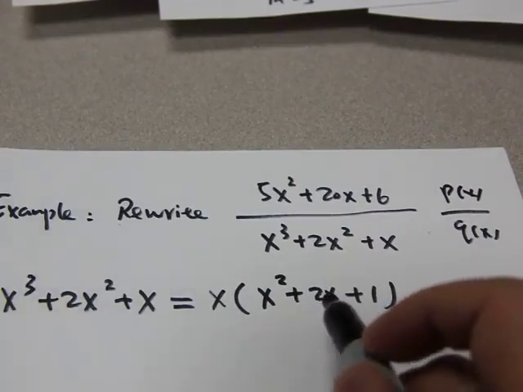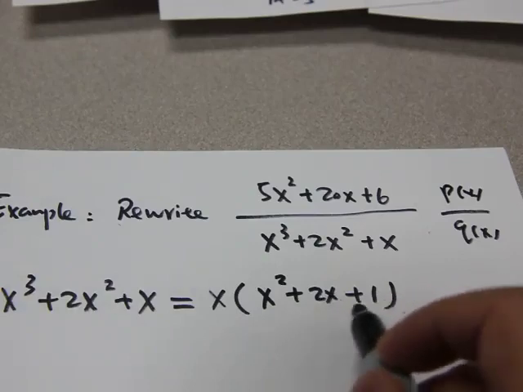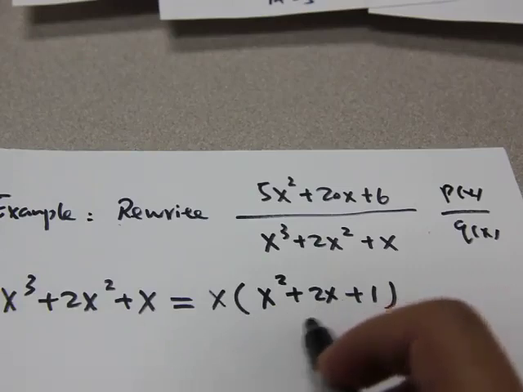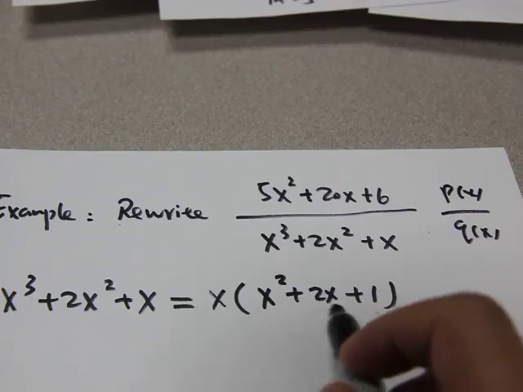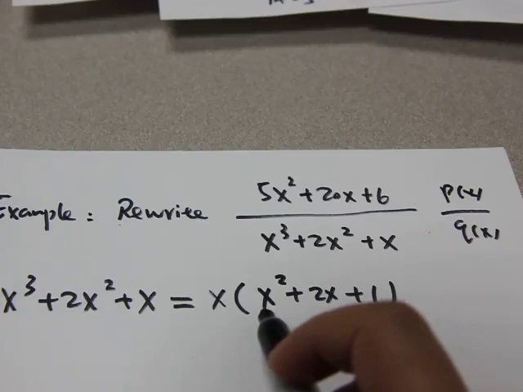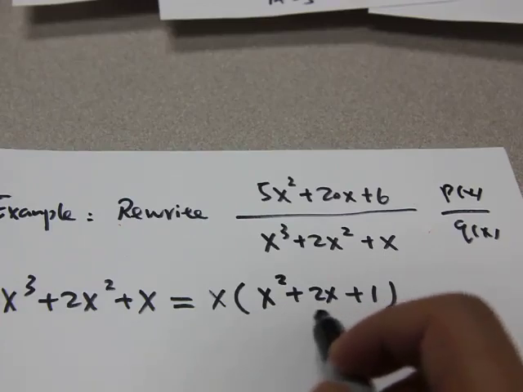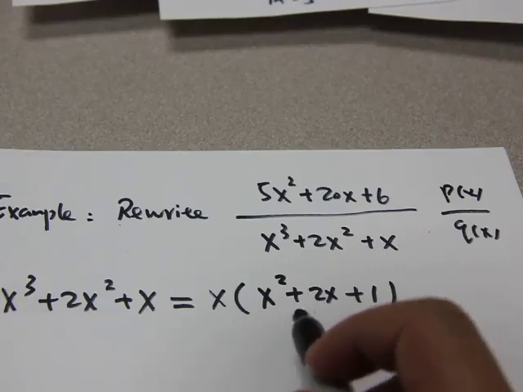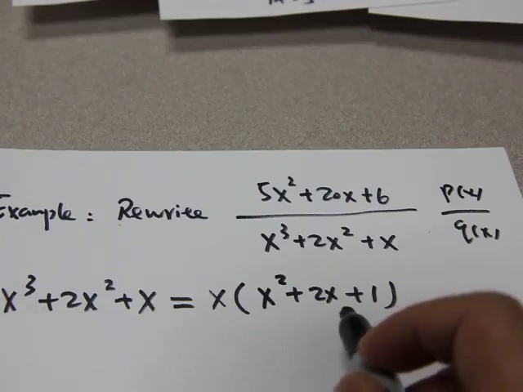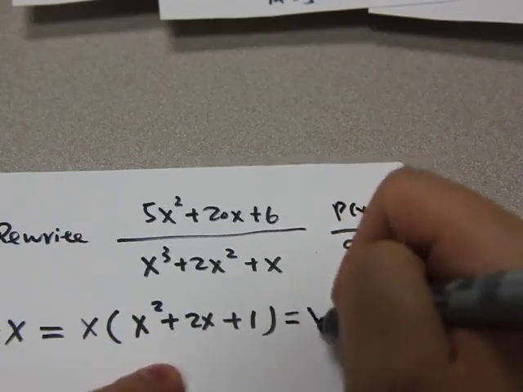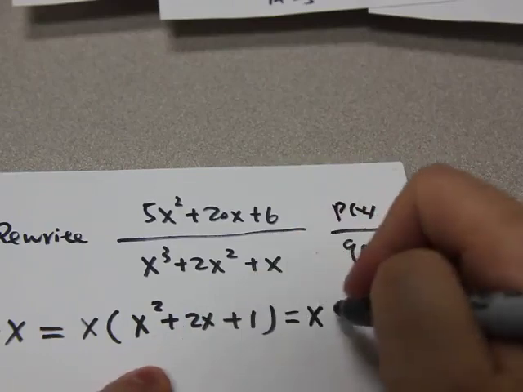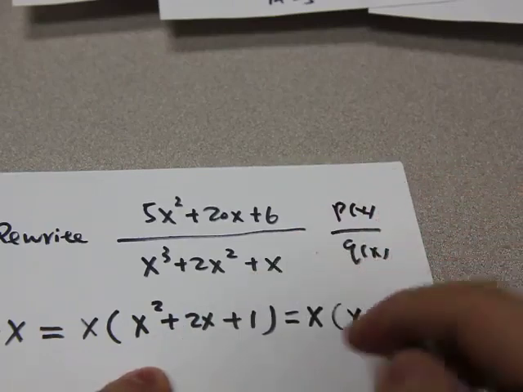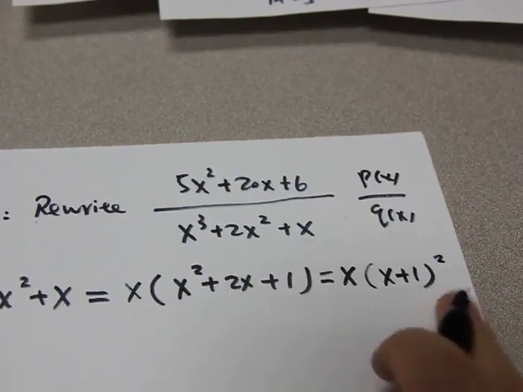Now, if you find that you are not able to factor the trinomial, in other words, if this trinomial is irreducible, then we call this trinomial an irreducible quadratic factor. And in my next video, I will show you what we do when we have an irreducible quadratic factor. But here we can factor this trinomial into x plus 1 times x plus 1, which is (x plus 1) squared.